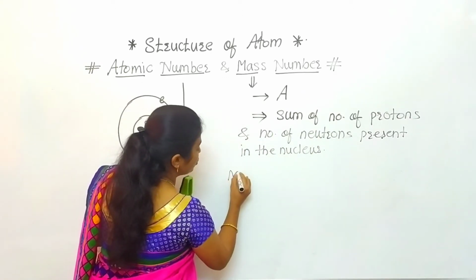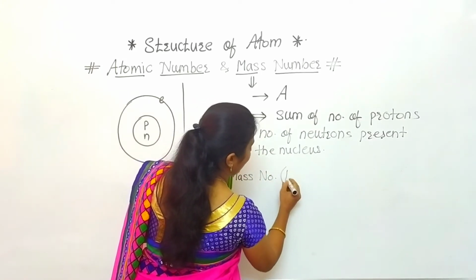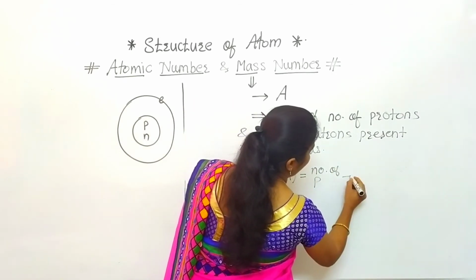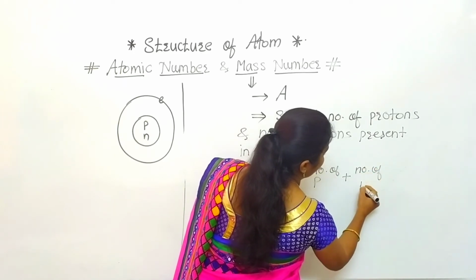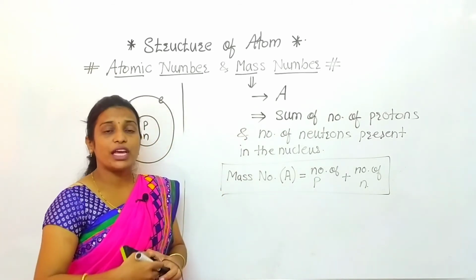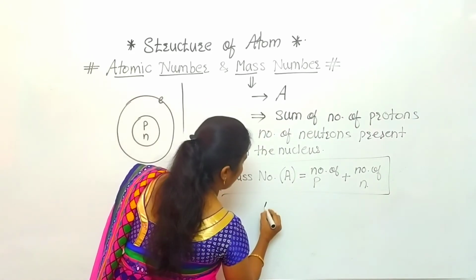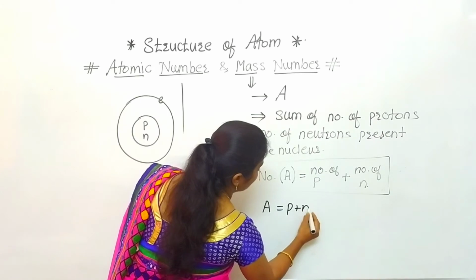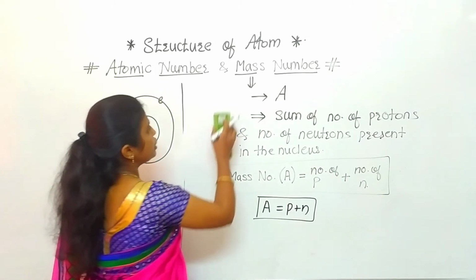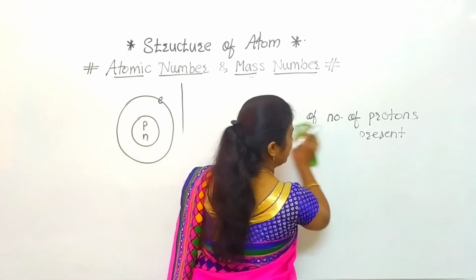The mass number definition we can also write in equation form: mass number, in brackets A, is equal to the number of protons plus the number of neutrons. So this is the equation. By using that equation we can find out the number of protons, the number of neutrons, or the mass number. So A is equal to P plus N. This is the equation to find the mass number. Clear to everyone? Now, is it necessary to know the mass numbers of all the elements in the periodic table?